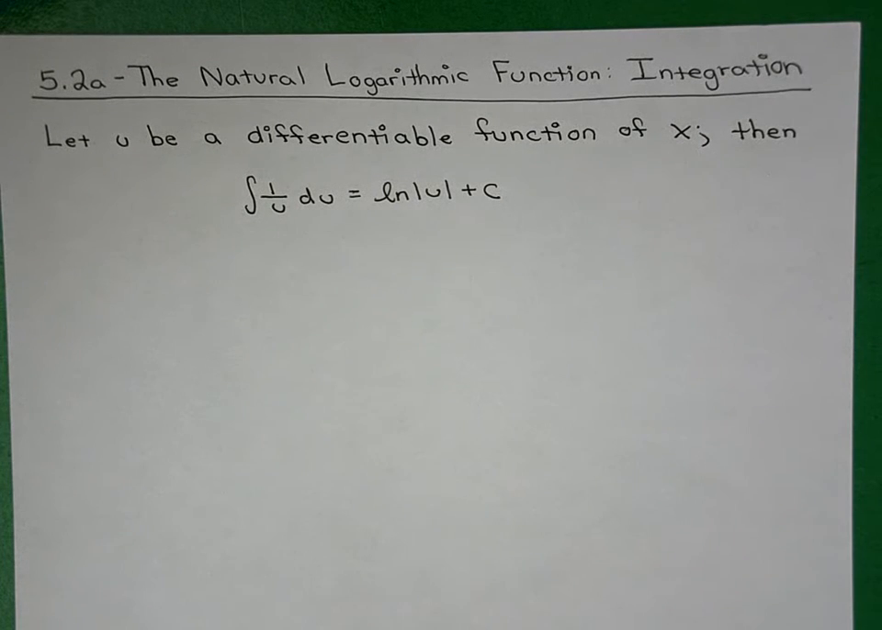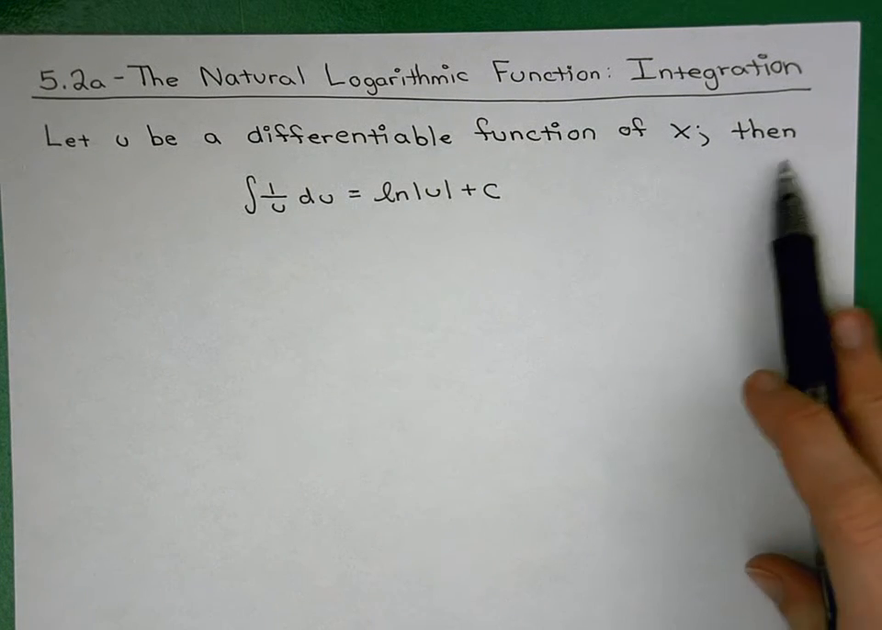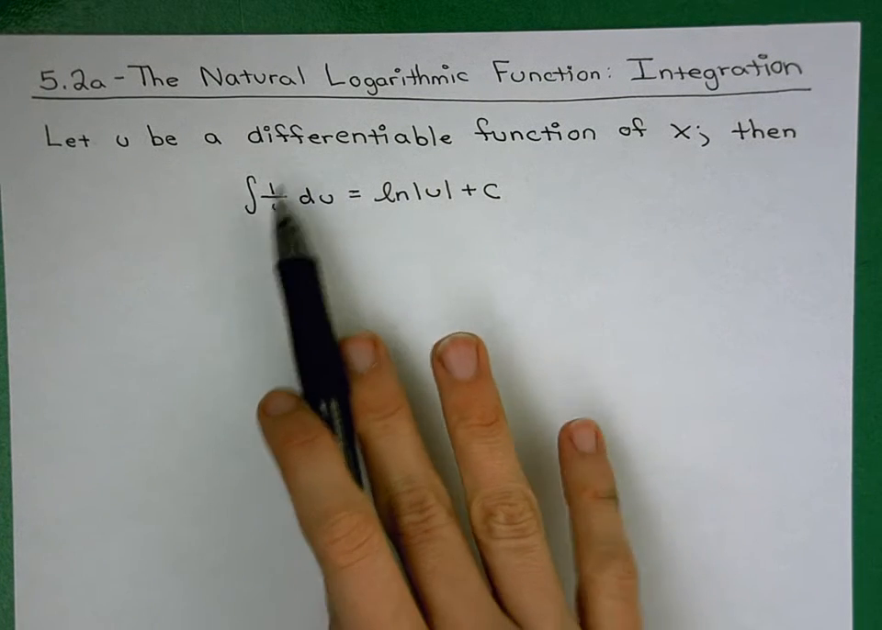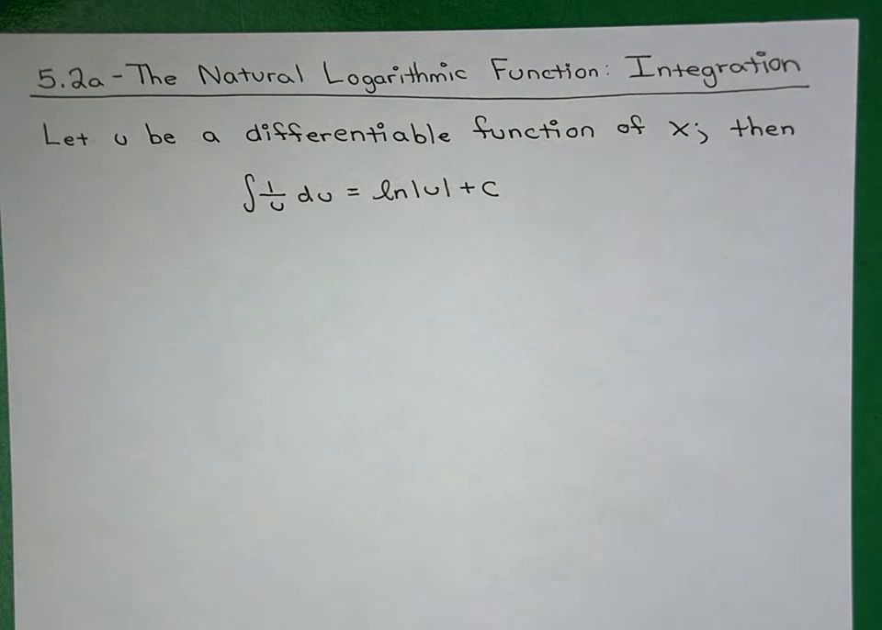Hi there. We looked today in class at the natural logarithmic function rule for integration, which says that if we let u be a differentiable function of x, then the integral of 1 over u du equals the natural log of the absolute value of u plus c. Okay, so we're going to do 3 examples demonstrating this rule.